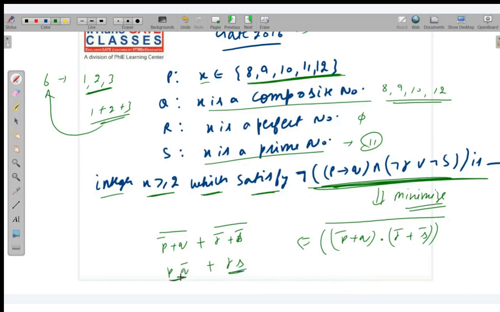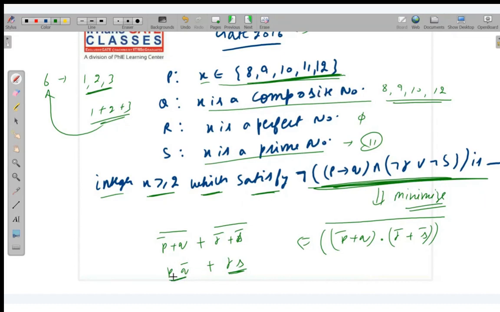So P is what? X belongs to these numbers. And Q bar is saying what? Q is saying X is a composite number. So Q bar means X is a prime number, the opposite of composite, prime number.